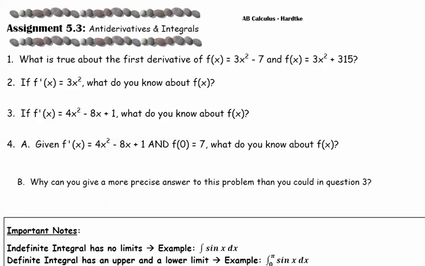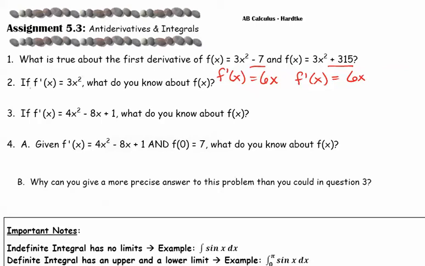These two problems in question 1, notice, differ only by a constant, so they will have exactly the same derivative. So it is possible for different functions to have the same derivative, and the phrase you should be able to repeat is, if two functions differ only by a constant, then they have the same derivative.